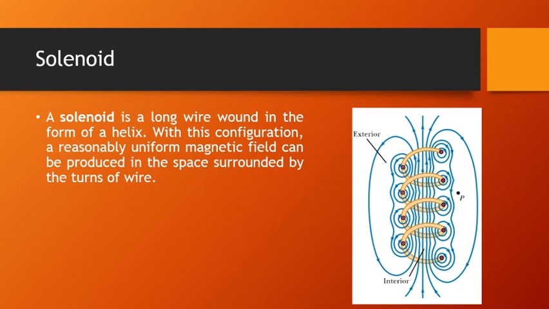A solenoid is a long wire wound in the form of a helix. With this configuration, a reasonably uniform magnetic field can be produced in the space surrounded by the turns of wire.